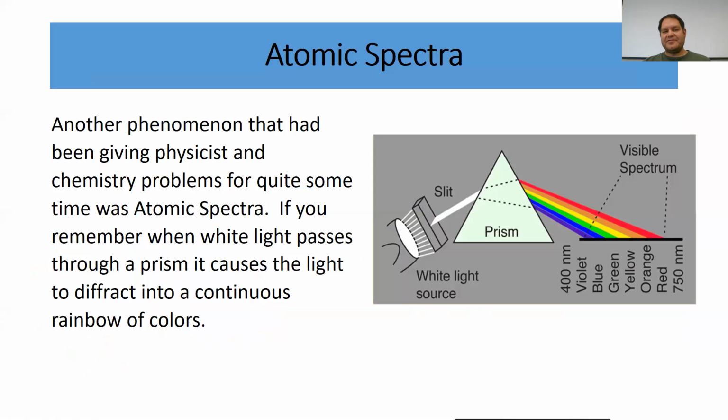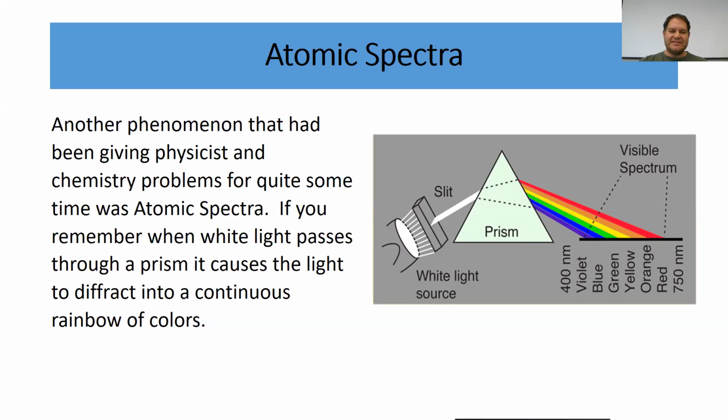So another problem with classical physics happens to be with these atomic spectra. If you recall, if you take white light and pass it through a prism, it creates a rainbow of colors, or the visible spectrum. And the visible spectrum is continuous, where you get your reds, orange, yellow, green, blue, indigo, and violet, as depicted by this picture on your screen.